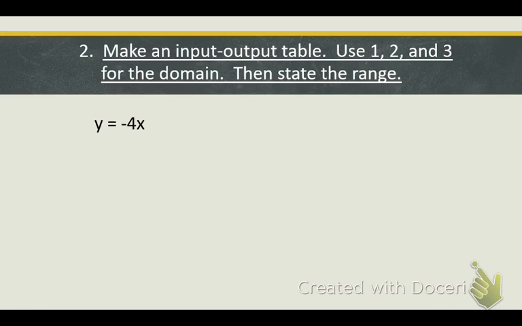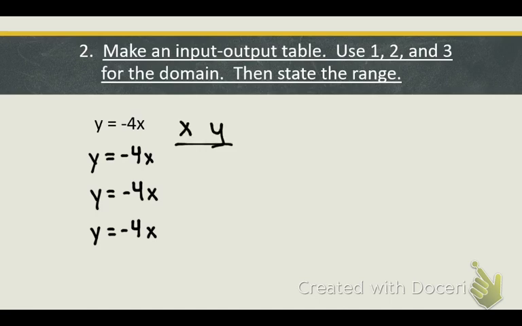Number 2, make an input-output table using 1, 2, and 3 for the domain, and then state the range. How many numbers did it give me for the domain? 3. So let's rewrite y equals negative 4x 3 times. All right, now for my input-output table, I'm going to need to put an x and a y. Tell me one more time, is the domain my x or my y? It is my x. So what are my 3 domains? 1, 2, and 3.